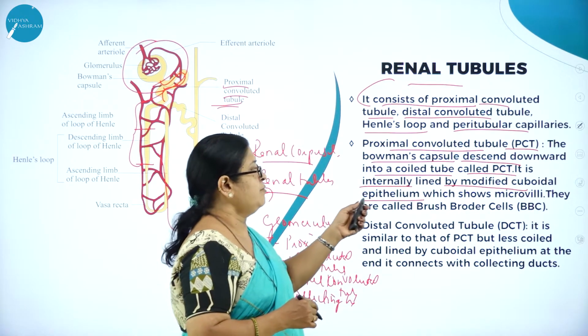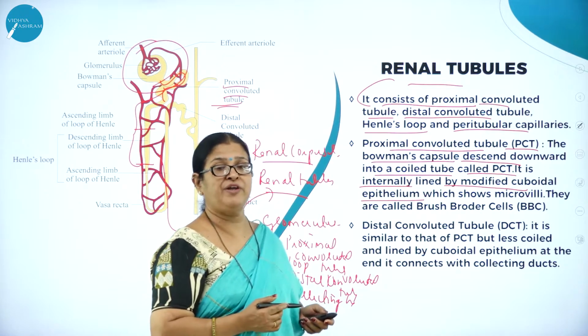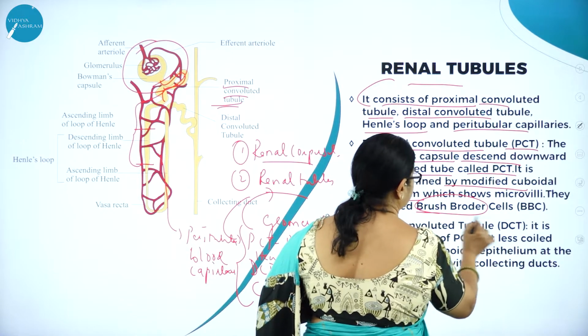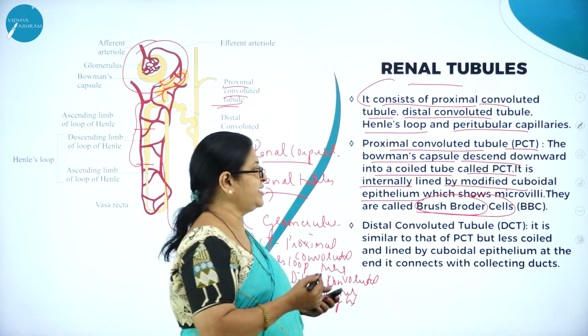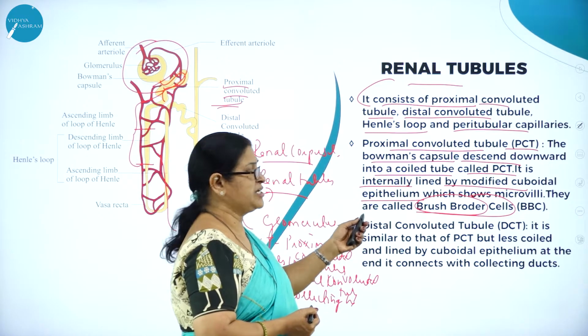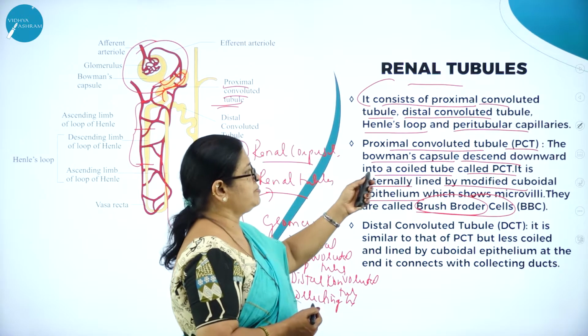Here the modified cuboidal epithelium shows microvilli. Microvilli means finger-like projections. So they are called the brush border cells. BBC. Not British Broadcasting, it is brush border cells. So what do you mean by BBC here? Brush border cells. That is the proximal convoluted tubule.